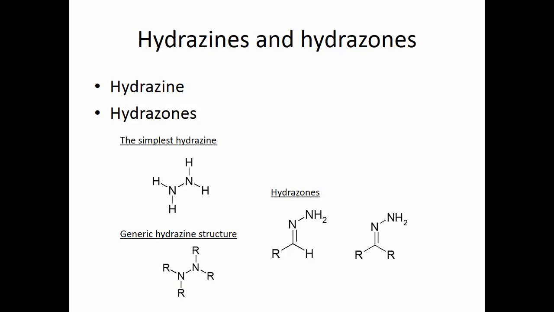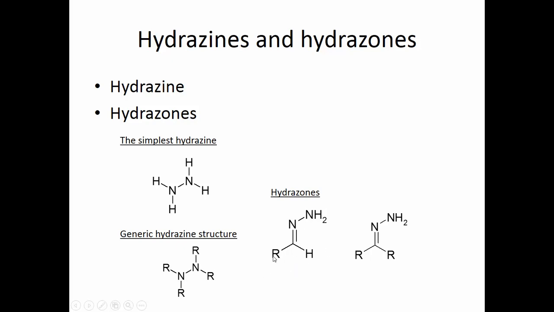And so what we're going to look at are these molecules called hydrazines, and a product of reaction of hydrazines and something else, hydrazones. And so what you can see here, these are hydrazines. This is the simplest hydrazine right here. Again, you've got the N-N bond here, and you've got the rest of the bonds taken up by hydrogens. But the generic hydrazine structure looks like this. So you can have a bunch of R groups in place of these H's, but you basically have the N-N bond here.